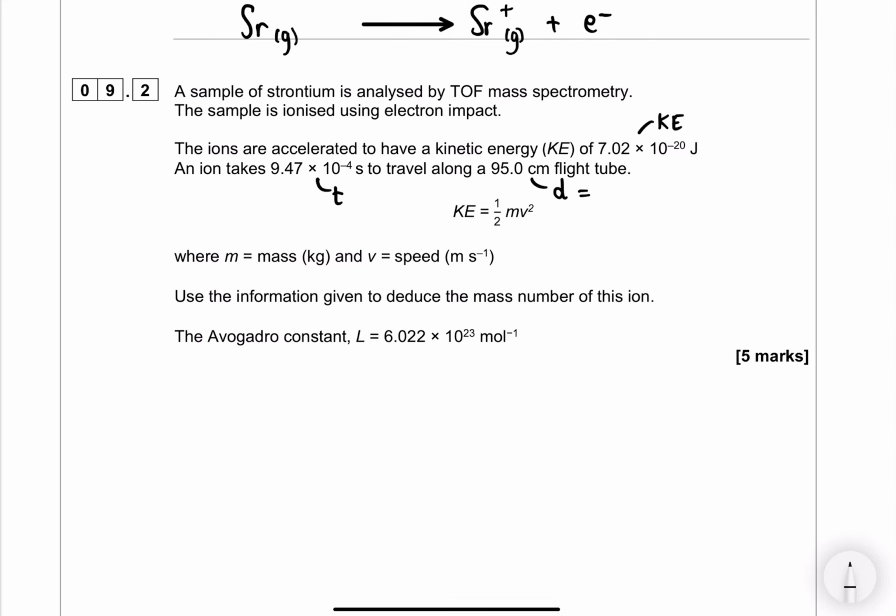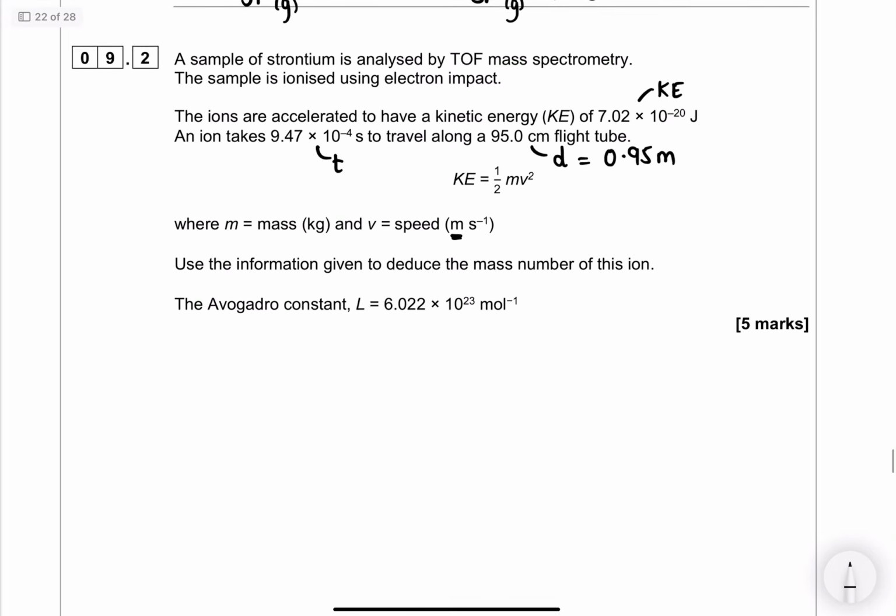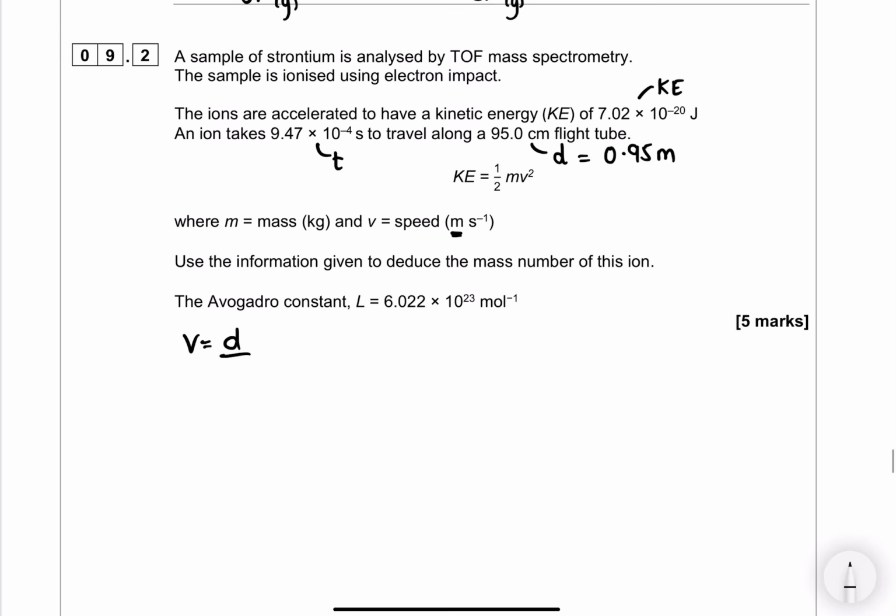Now the flight tube distance, we need speed in metres per second, so I'm going to change this to 0.95 metres. There are 100 centimetres in a metre. So the first thing I'm going to do is work out v by doing d divided by t. So 0.95 divided by 9.47 times 10 to the minus 4. I'm going to put that on my calculator, use the fraction button, 0.95 on the top line, 9.47 times 10 to the minus 4 on the bottom line. That's 1003 metres per second.